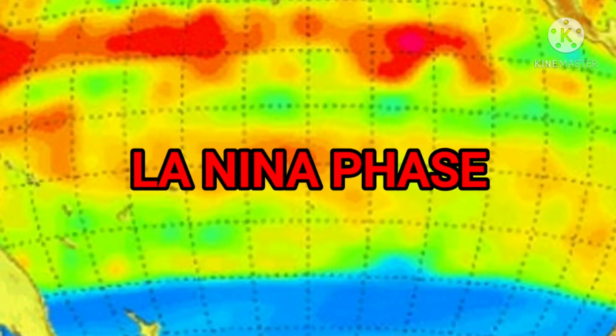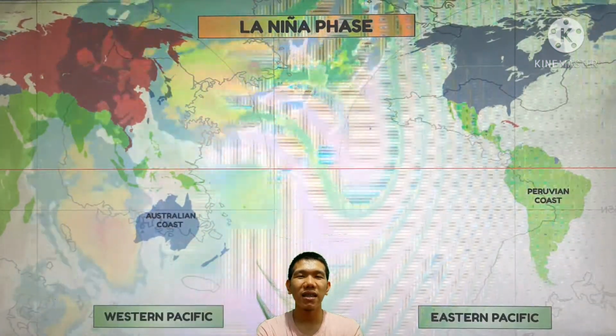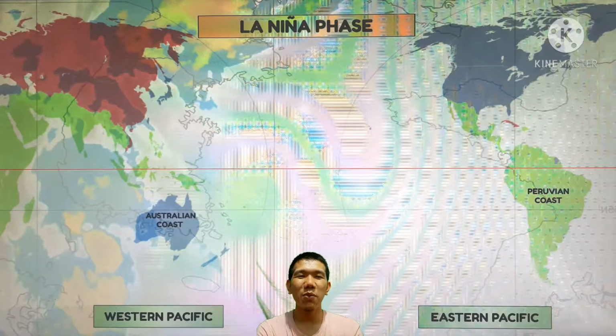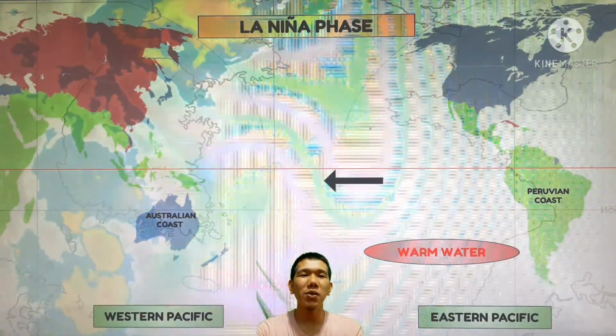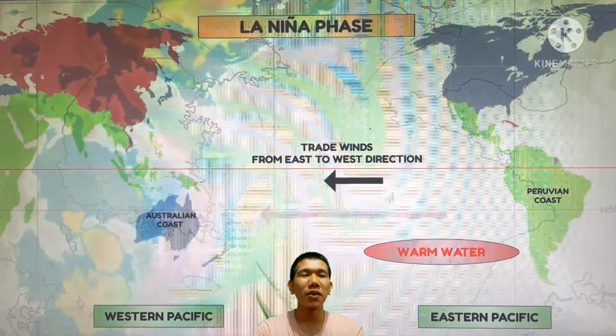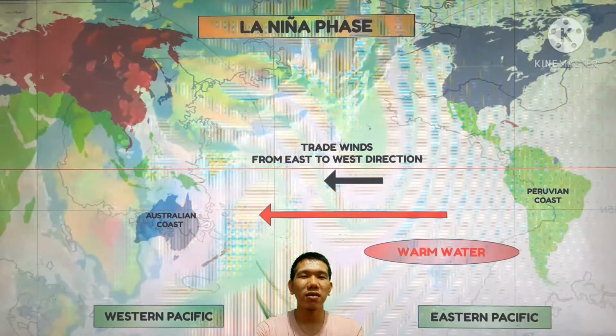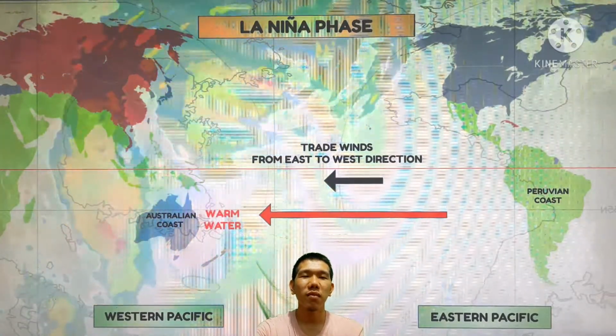And lastly, the La Nina phase. La Nina is the same condition as the normal condition. Again, the driving force of the trade winds becomes strong. Warm water shifts from the Peruvian coast towards the Australian coast, wherein upwelling starts to happen, more fish get attracted, and the water becomes nutrient rich. That lasts for almost 6 to 7 years.